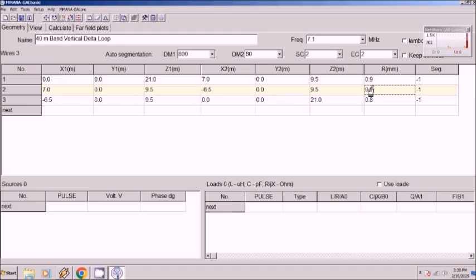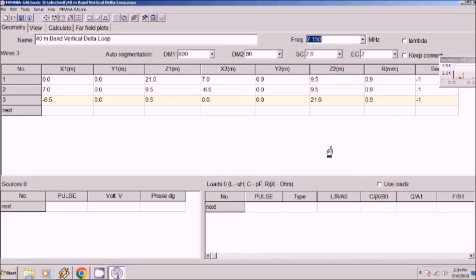Wire number 2 also 0.9. Wire number 3 also 0.9. After entering the radius of the wire, we should give the pulse to simulate this simulator.